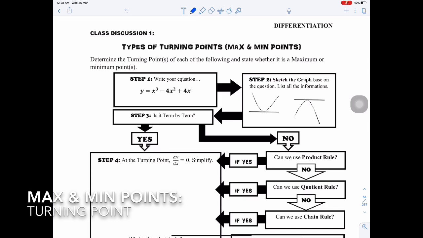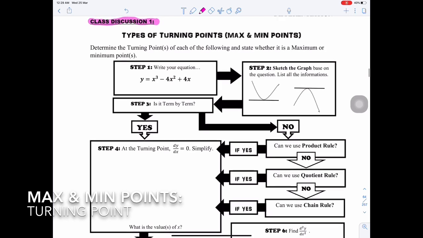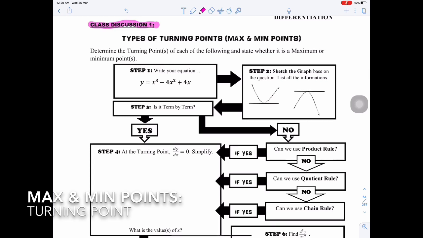Now we are going to discuss how to determine maximum and minimum points by using the flowchart method. For class discussion 1, let's discuss the answer, the flow. The question asks you to determine the turning points of each of the following and state whether it is a maximum or minimum point. So what does that mean?